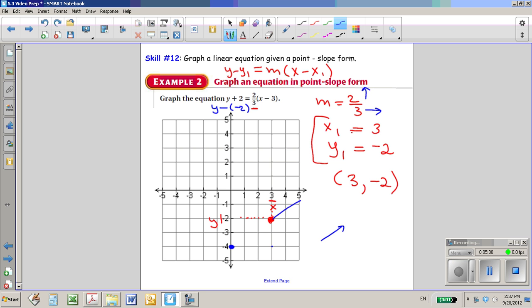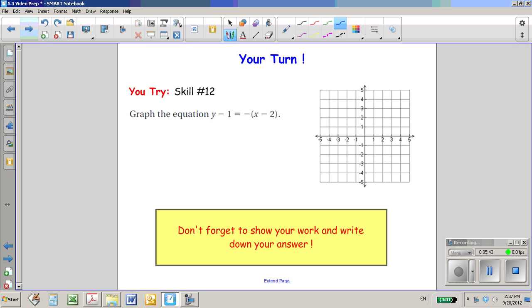And that's it. That's going to be my line. So you're going to use the point to get started, and then you're going to use the slope to get moving and move over to the next point. And that's it. That's your example 2.